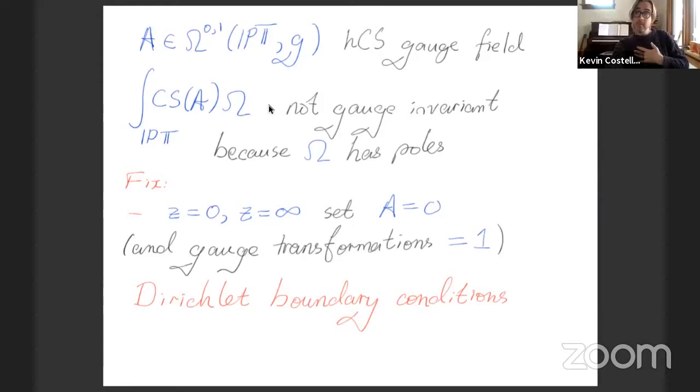It turns out to be easy to fix. What you need to do is ask that the gauge field vanishes at 0 and infinity, and also that the gauge transformations are the identity there. If you do that, the zeros in the gauge field and the gauge transformation cancel out with the poles, and you get a perfectly nice Lagrangian. What we're really doing is defining elliptic boundary conditions, Dirichlet boundary conditions for our holomorphic Chern-Simons theory at the locus z equals 0 and z equals infinity.